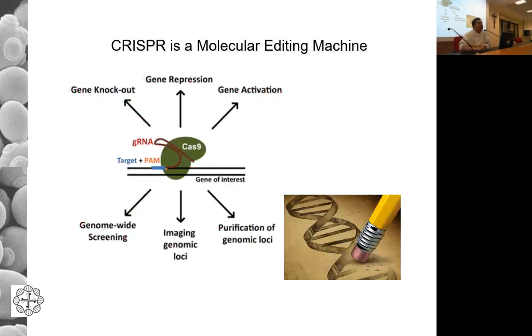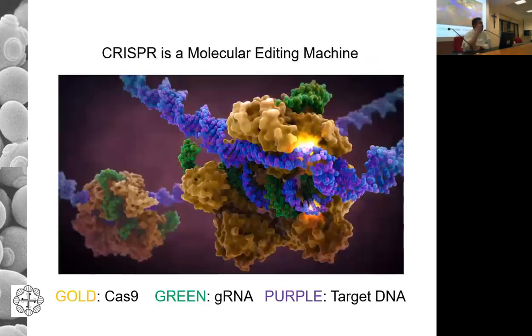Now, a lot of people will say, what does it look like? Is it a machine? And they think it looks like a machine like this, like my phone. It's not a machine like my phone. This is what it looks like. So this is a drawing of CRISPR based upon the crystal structure. The crystal structure is what it looks like.